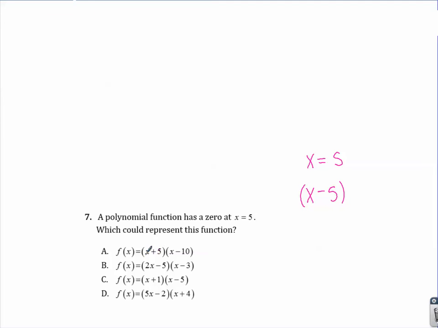This is x plus 5, so that's not it. That's not it. x plus 1. Oh, here's an x minus 5, and I look, that's the only answer choice that has an x minus 5. So my answer must be C. It's the only answer choice that has a factor of x minus 5.